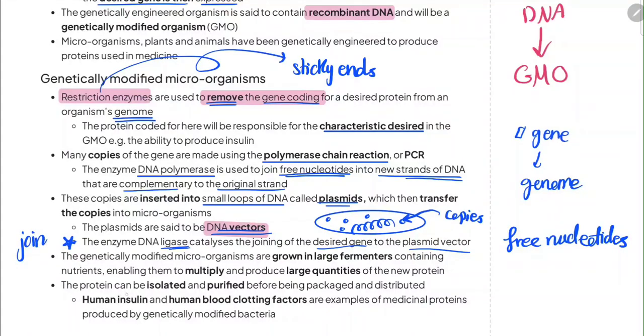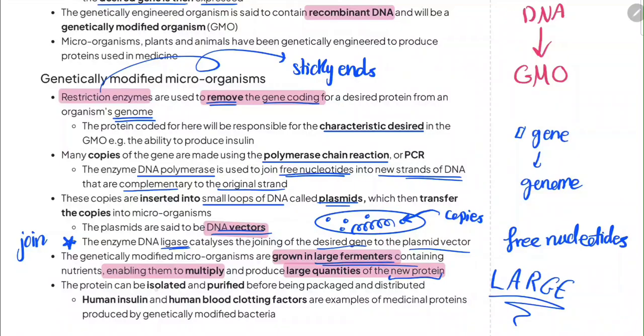The genetically modified microorganisms are grown in large fermenters, and that's of course a good point. We have to make them reproduce in a large number, because it's not going to be a small thing. The fermenters contain nutrients, enabling them to multiply and produce large quantities of the new protein. I'm not going to make this new protein for just one cell. No, of course, I'm going to make a huge, large quantity of this new protein.